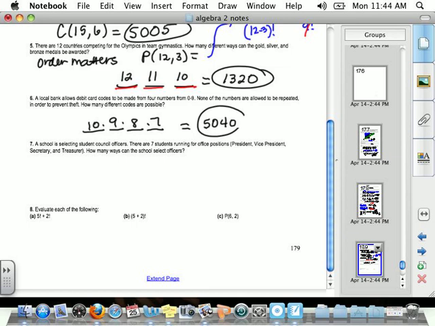Yeah, 5,040. All right, a school is selecting student council officers. There are 7 students running for office positions: president, vice president, secretary, and treasurer. How many different ways can the school select officers? Order matters, right? So it's a permutation. You could also think of it as a slot method. The first slot is president, next is vice president, secretary, and then treasurer. So 7 students could get president, but after we get 1, there's 6 left for VP, then 5, then 4. What's your final answer?